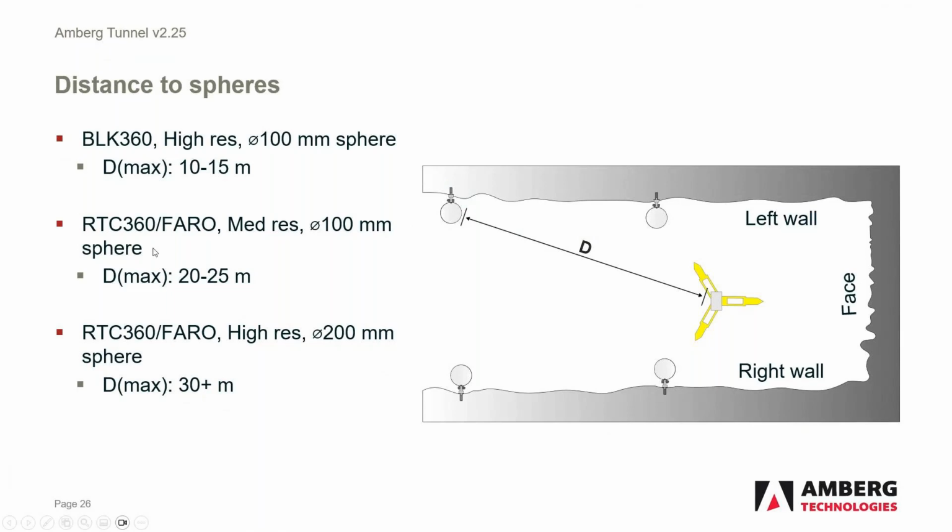Then for the RTC 360 or the Faro, depending on the configuration, it can be 20, 25, 30, or even more than that, and you can get highly repeatable results.